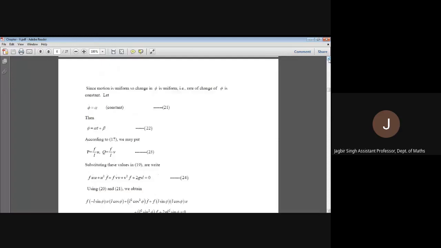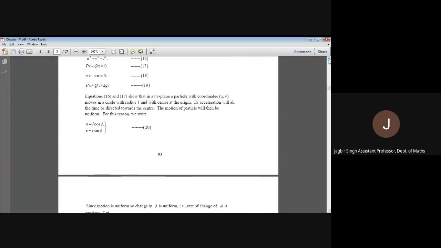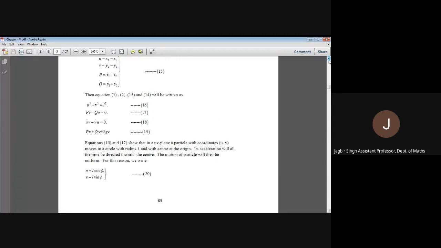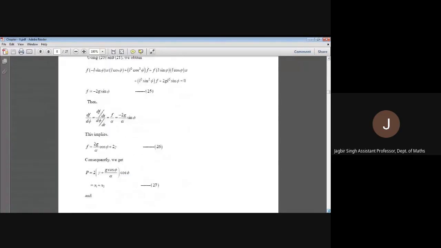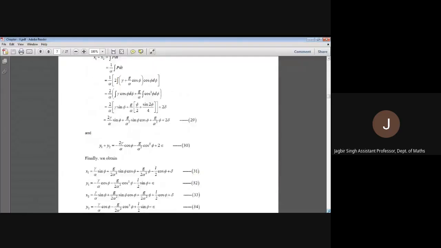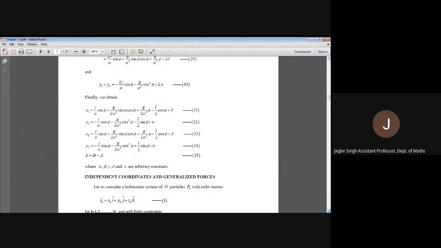Further, what is u? u is L cos phi, and we defined u is equal to x2 minus x1, which means x2 minus x1 is L cos phi, and y2 minus y1 is L sin phi. Now we have 4 equations, and by adding and subtracting, we can obtain the values of x1, x2, y1 and y2 as these 4 values 31, 32, 33 and 34, where phi is alpha t plus beta, and so the motion is obtained.